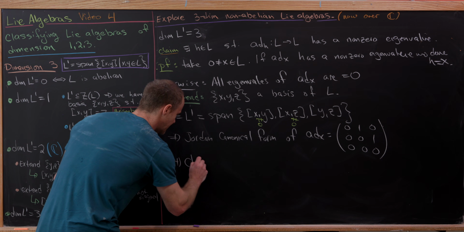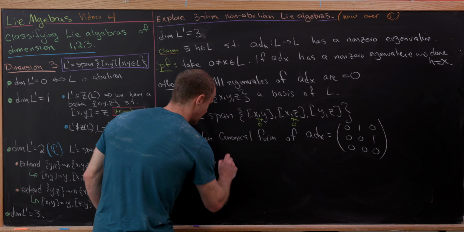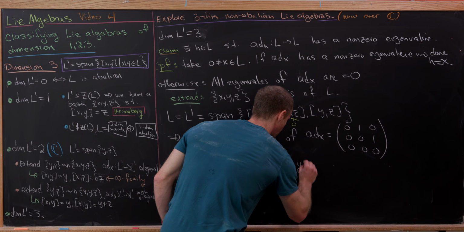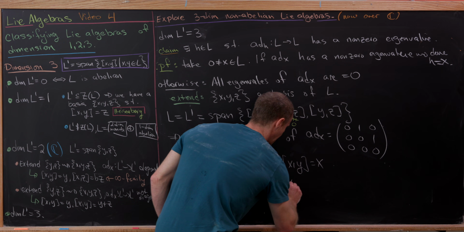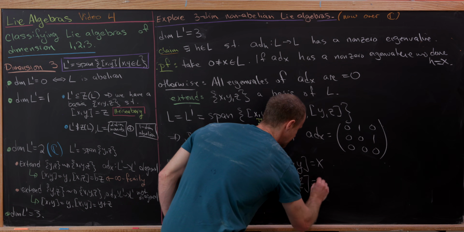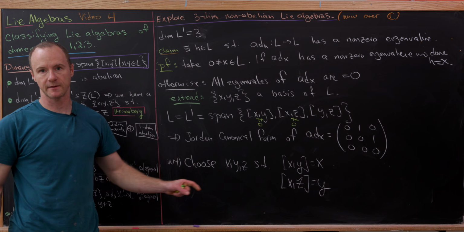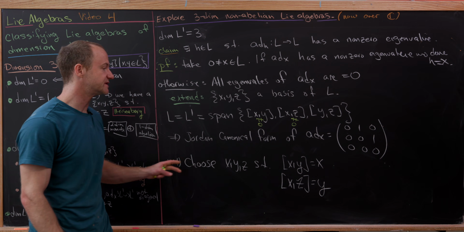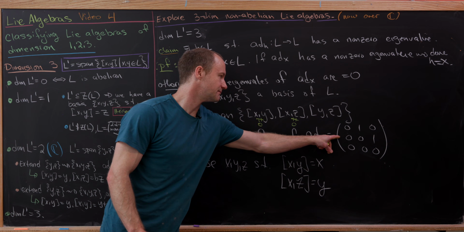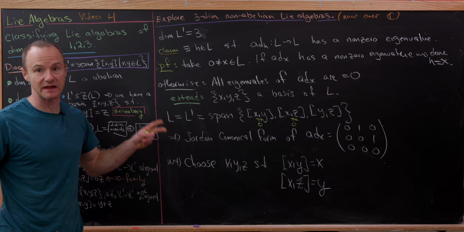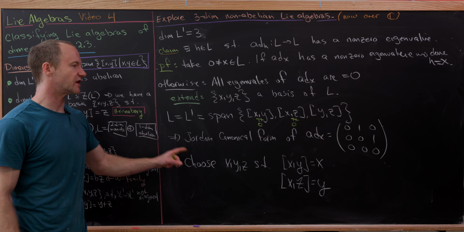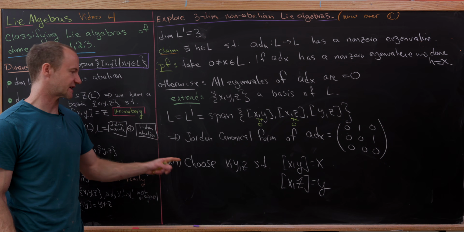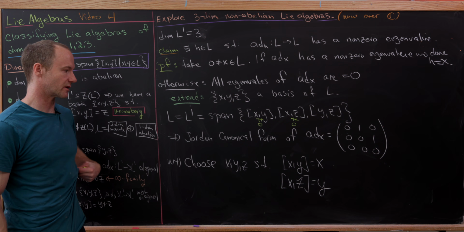So what does this mean? That means that we can make a choice of x, y, and z such that the bracket of x with y is equal to x and the bracket of x with z is equal to y. Well, that's what this Jordan canonical form means. It means that we can choose a basis so that this matrix is indicating what's happening in that new basis. So that's what we've done here. We just haven't renamed things. We've essentially forgotten our previous x, y, z, and we've renamed them here.